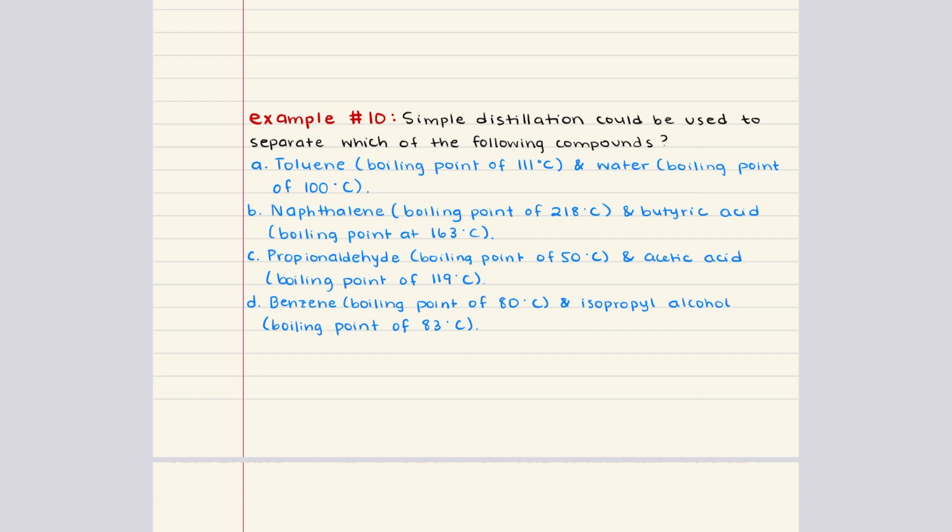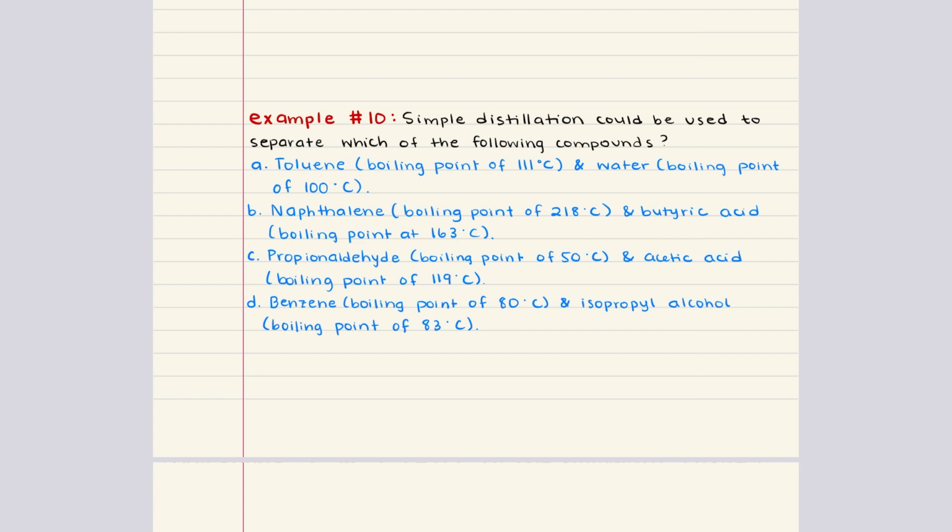B says naphthalene, boiling point of 218 degrees Celsius, and butyric acid, boiling point at 163 degrees Celsius. That's a 55 degree Celsius difference, which sounds good, but remember, simple distillation should only be used when both boiling points are under 150 degrees Celsius. So this does not meet that criteria.